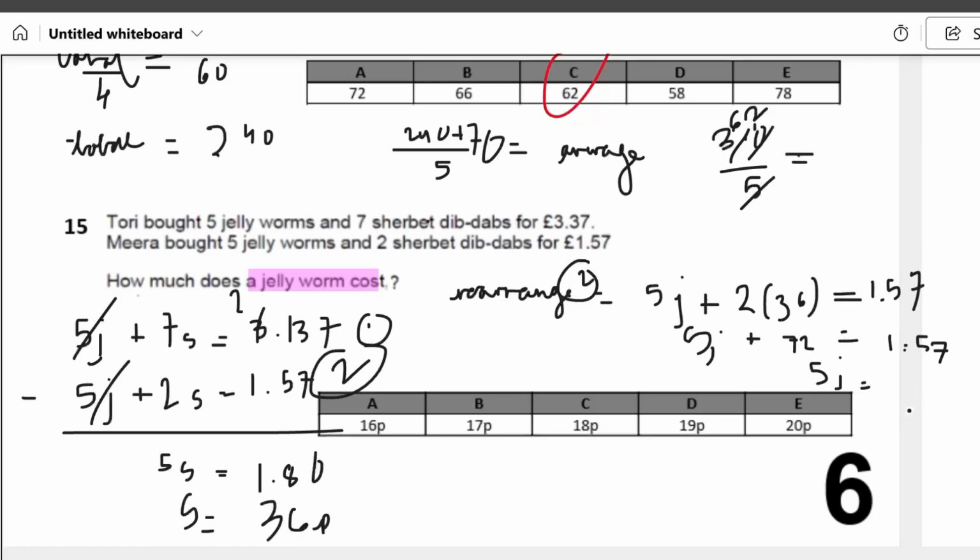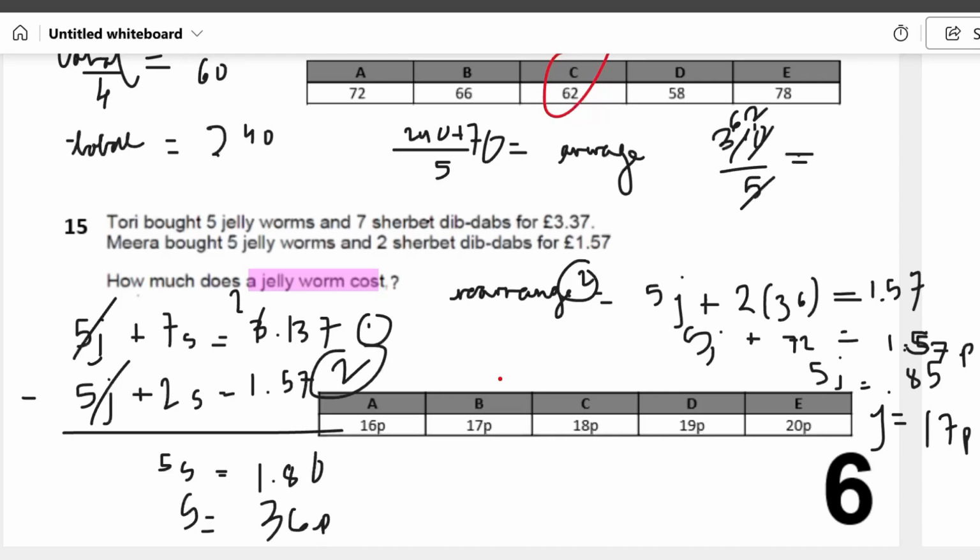So bear in mind we're talking about 157 pence. Actually, let's write that down so we don't get confused. Minus 72 pence, and that is equal to 85 pence. Now 1j is going to be equal to 85 over 5, which is 17p. And that will be answer B.